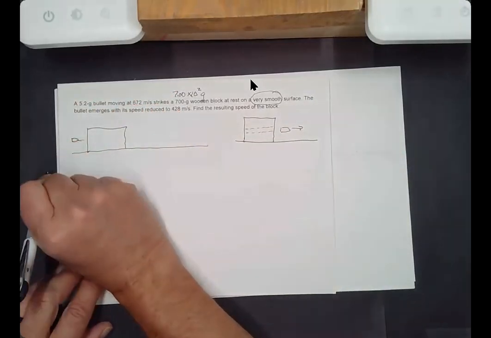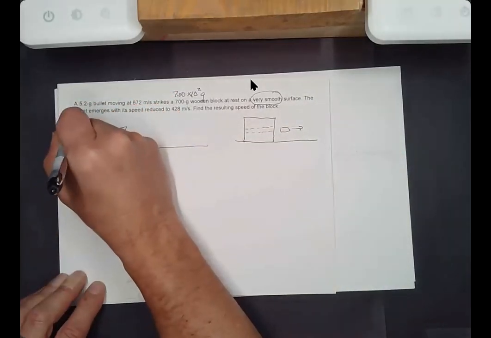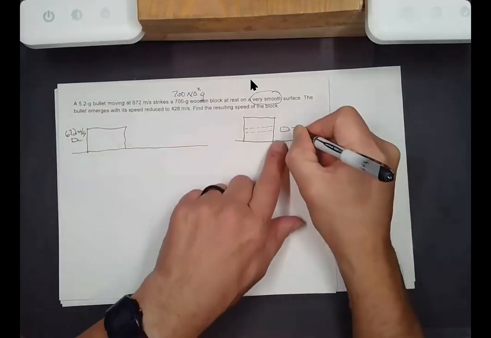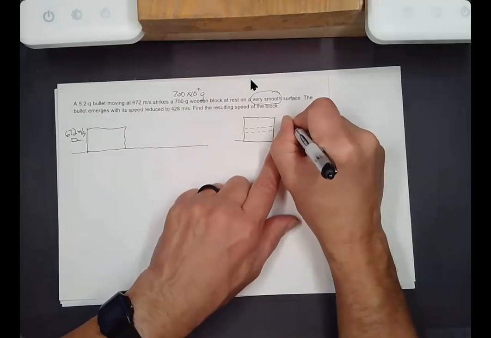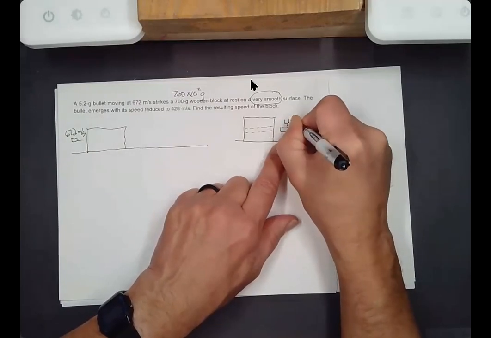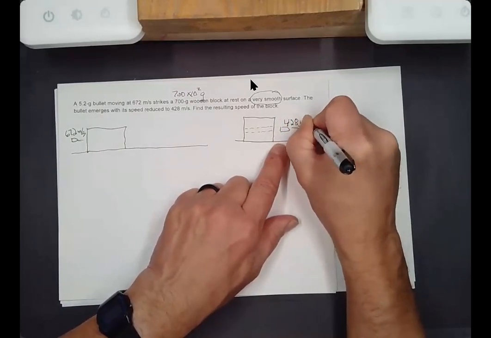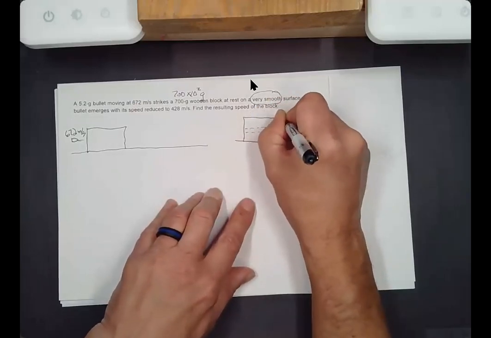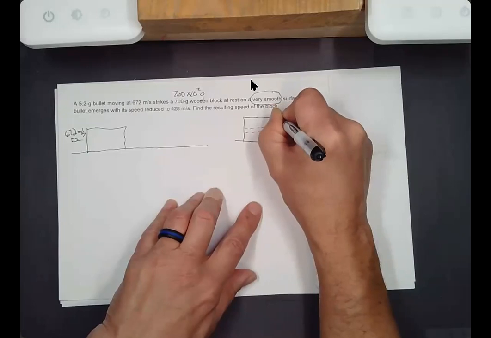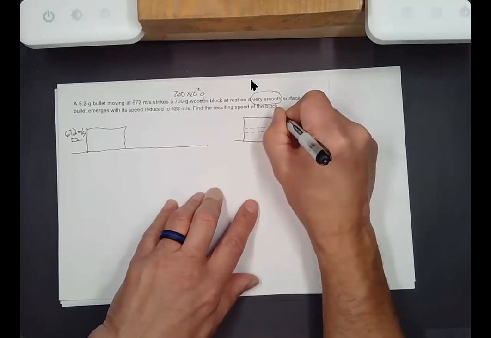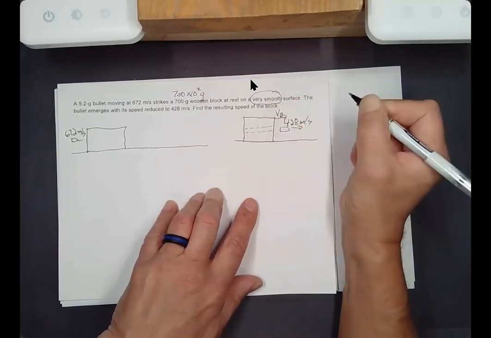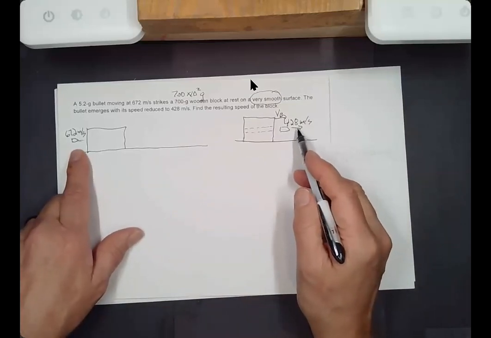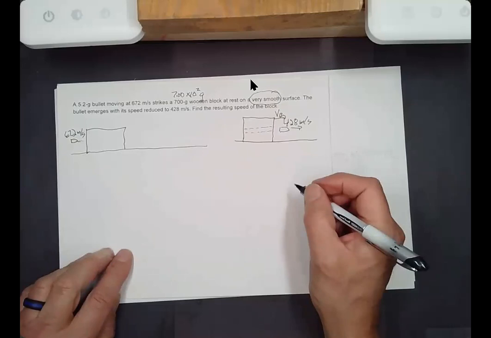This initial velocity was 672 meters per second. The final velocity of the bullet is 428 meters per second. And we'd like to know, what is the final velocity of the block, which I'm going to call V capital B. And for these two things, I'll use lowercase b's for the bullet before and after.